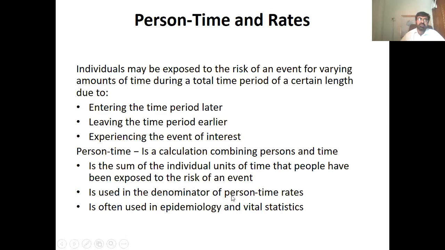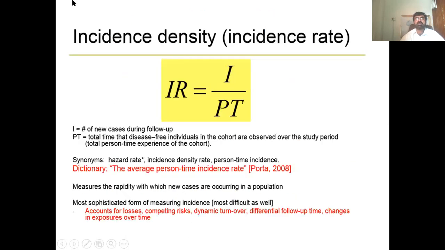The total time, used as a denominator, is often used in epidemiology and vital statistics. So this is basically the incidence rate, where this is the incidence and this is the person-time years. All the individual time that you have, you add up and put over here in the denominator. Person-time is the total time that disease-free individuals in the cohort are observed over the study period, the total person-time experience of the cohort. The synonyms used for this are hazard rate, incidence density rate, person-time incidence, the average person-time incidence rate, according to the dictionary.